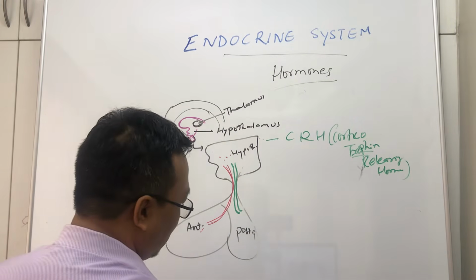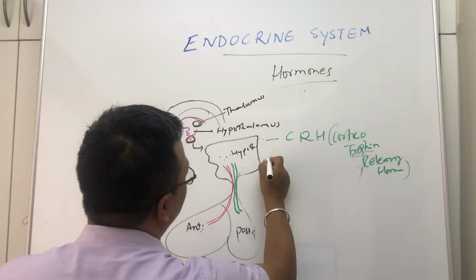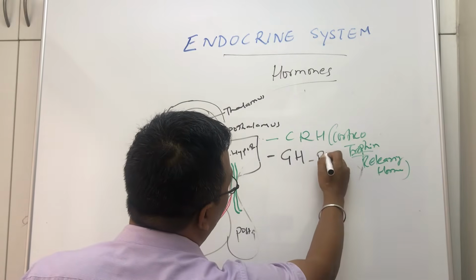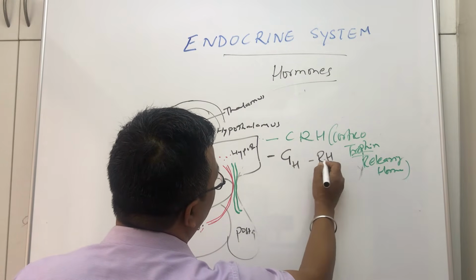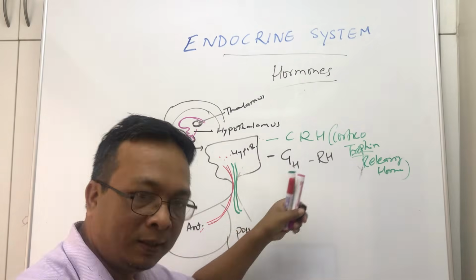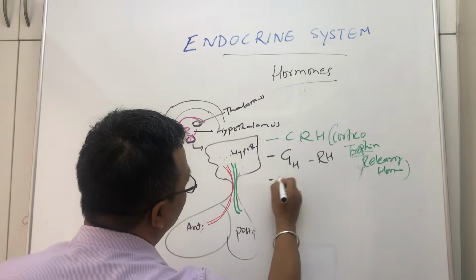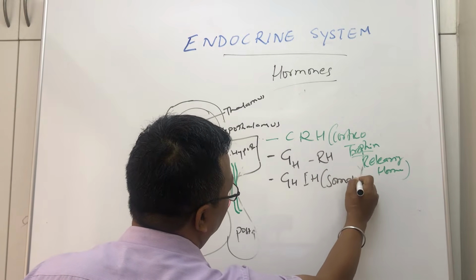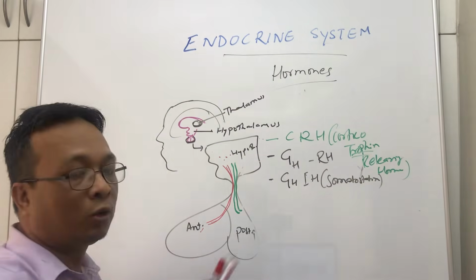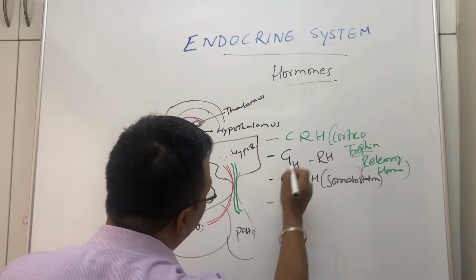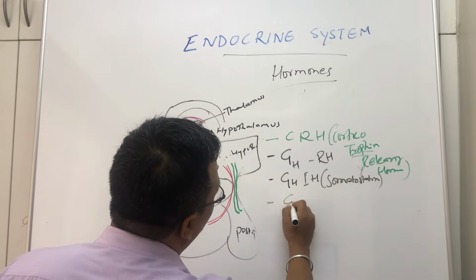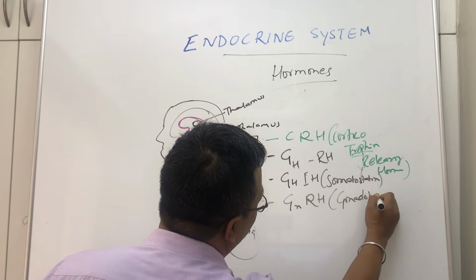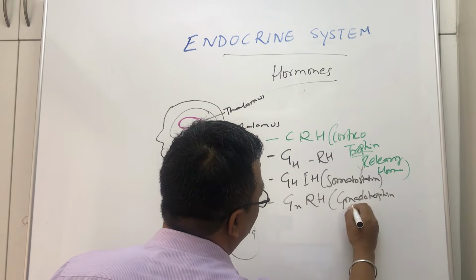We'll discuss the functions. After CRH, there is growth hormone releasing hormone, RH for releasing hormone. Then growth hormone inhibiting hormone, which is also called somatostatin. Then gonadotropin releasing hormone. Gonadotropin means it acts on gonads like the testis and ovary.